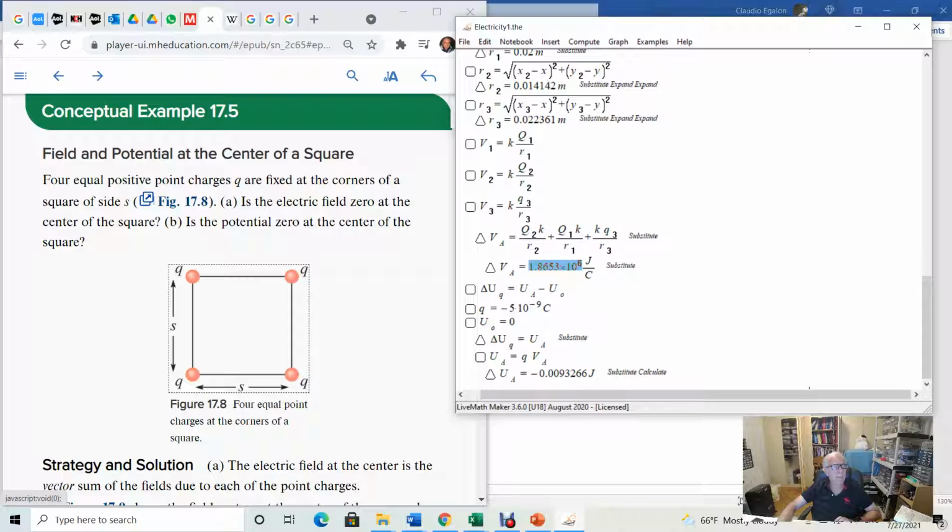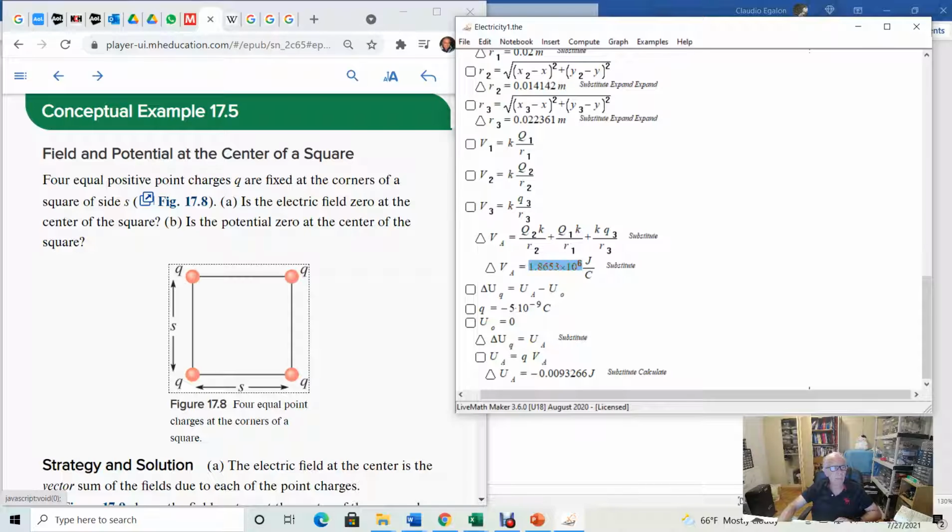Remember, electric field is a vector, right? But just because the electric field is zero at the center of the square doesn't mean that the electric potential is going to be zero as well. In reality, the electric potential is not going to be zero. It's going to be a positive number.